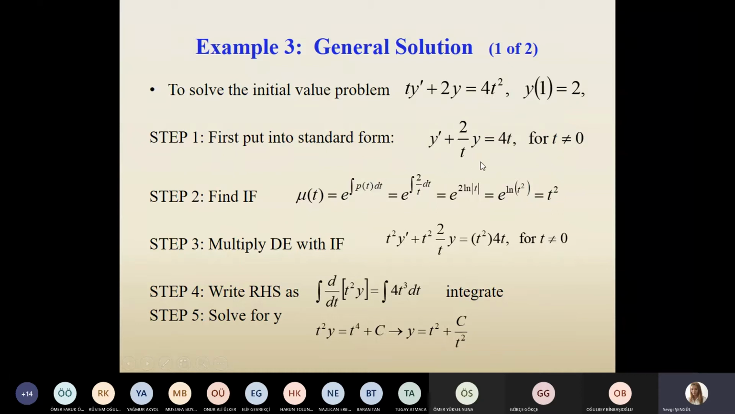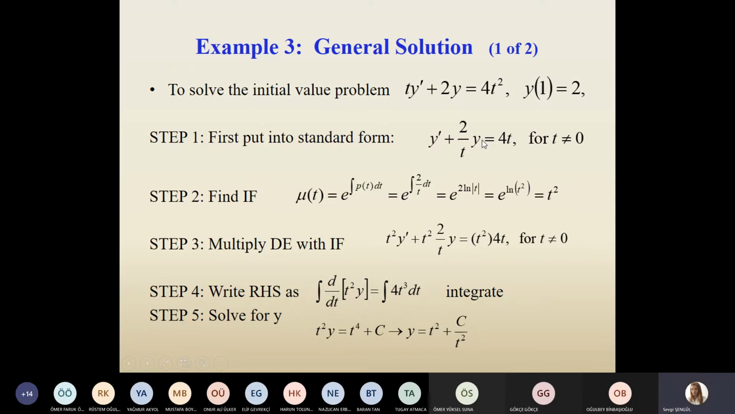Okay, another example, to solve the initial value problem. This time we will solve the initial value problem. That's the difference. Once we find the general solution, we will plug in 1 for t, make it equal to 2, and we will find the constant c. So as a first step, put this into a standard form. Divide the equation by t. So we have y prime plus 2 over t y equals 4t squared over t, which is 4t.